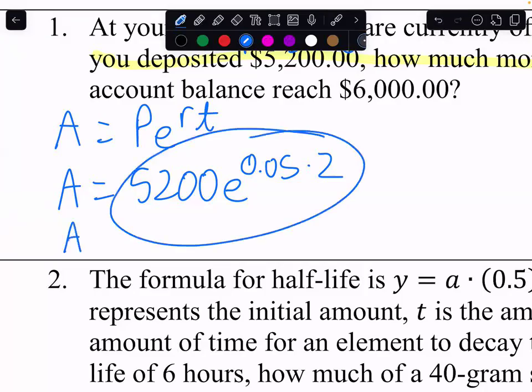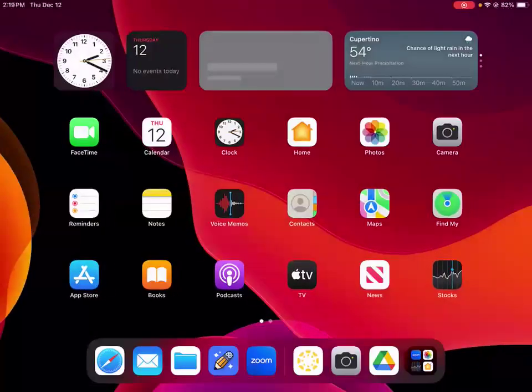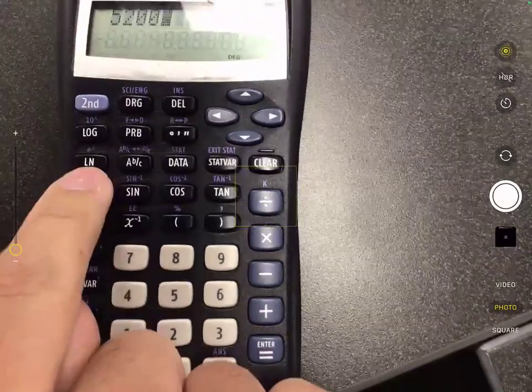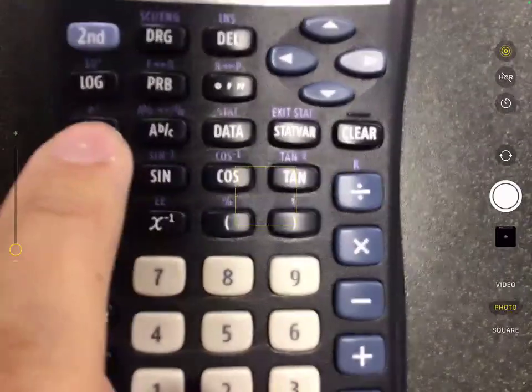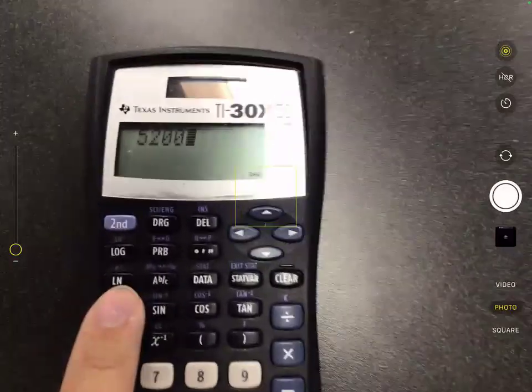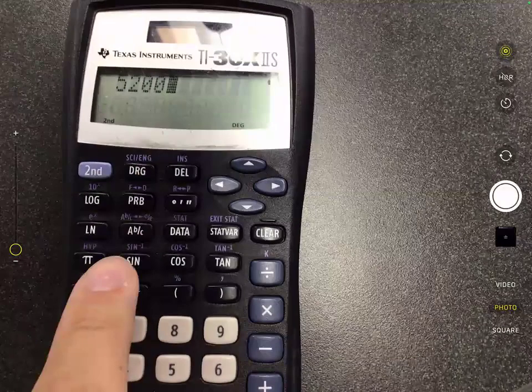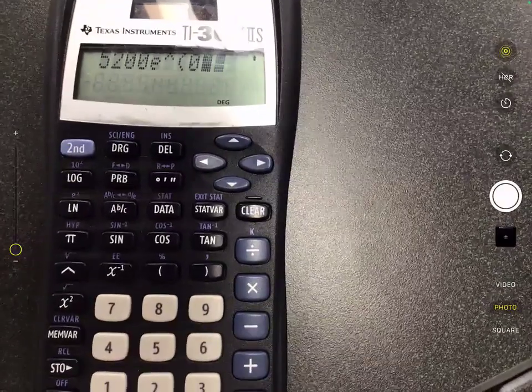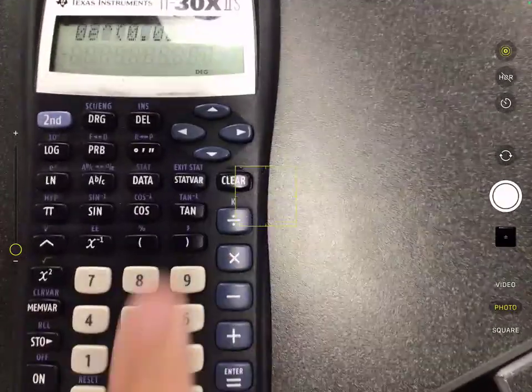Okay, so you'll need your calculator for this. So 5,200 times e to the power of 0.05 times 2. Okay, again, your e button is likely related to your ln button. That's not a coincidence, right? We know e and ln are related. Okay, so 5,200 times e to the power of 0.05 times 2.